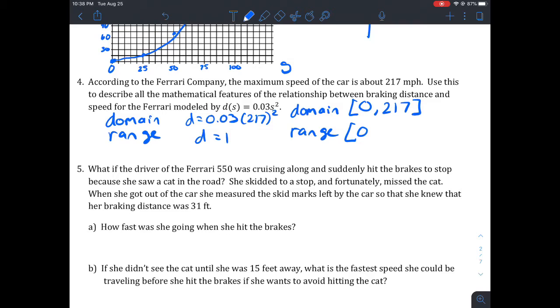And we get 1,412.67. So that would be the upper end of our range.